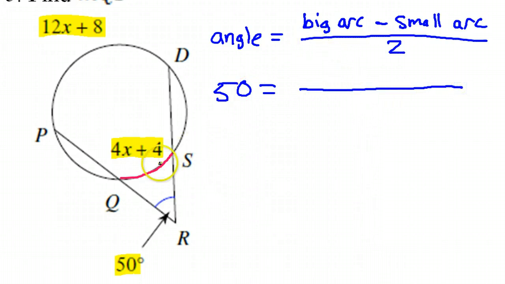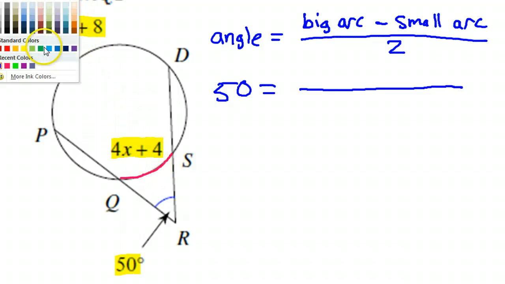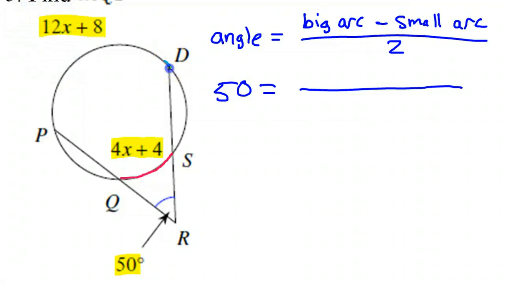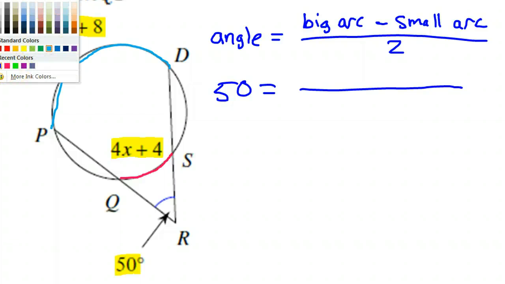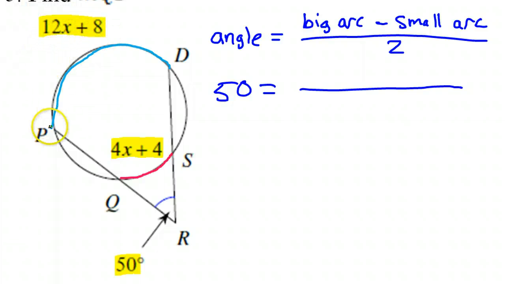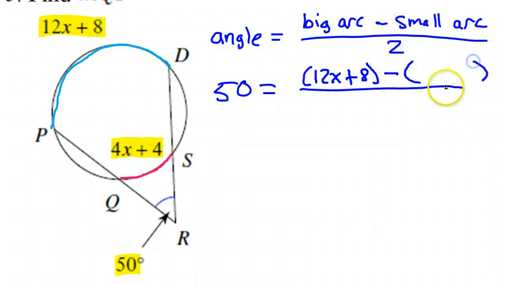Okay. Now, that leaves these two yellow things. These are both arcs, right? We got the pink arc, the blue arc. So which one of these is the big arc? Because we got to do big arc minus small arc divided by 2. Yeah, 12x plus 8, this blue arc, that's the big arc. So we need to do 12x plus 8, the big arc, minus the small arc.